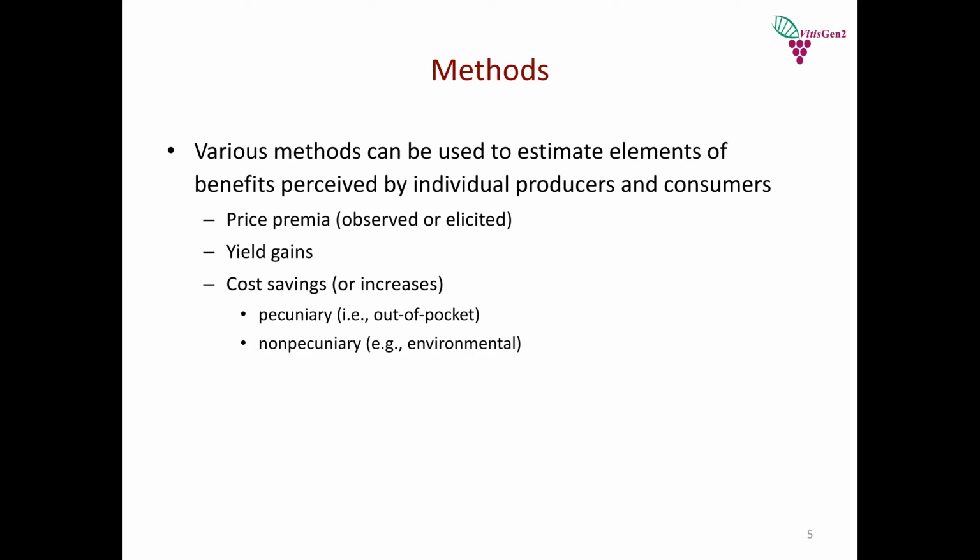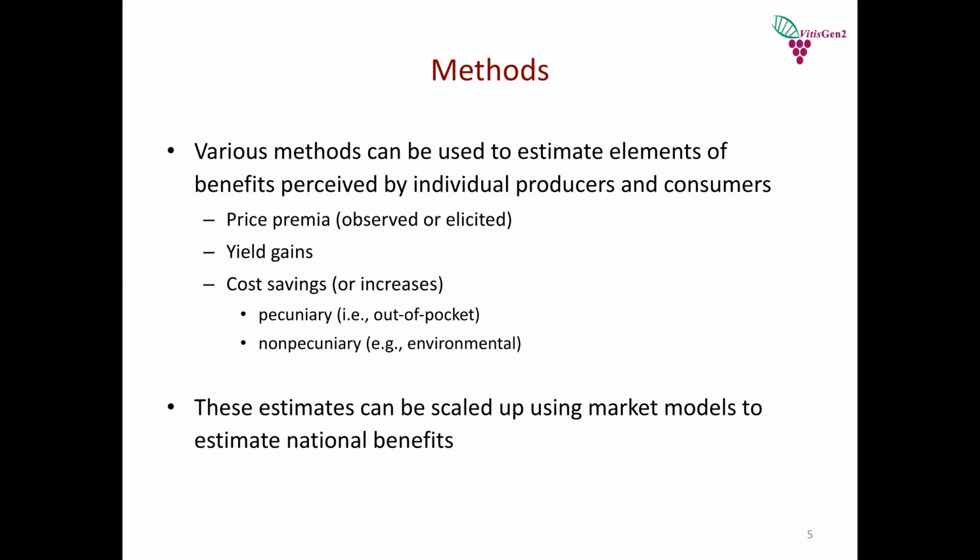And then cost savings. Costs could go up or down and still be a profitable technology if the revenue gain is sufficient to compensate. These can be pecuniary changes in the sense that we're talking about out-of-pocket expenses, or they can be non-pecuniary, and there we're thinking about environmental factors like concern for wildlife or water quality or farm worker safety and so on.